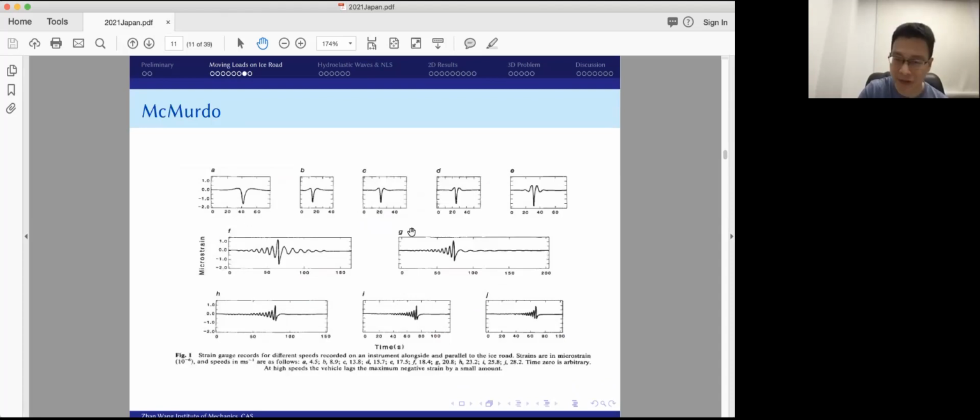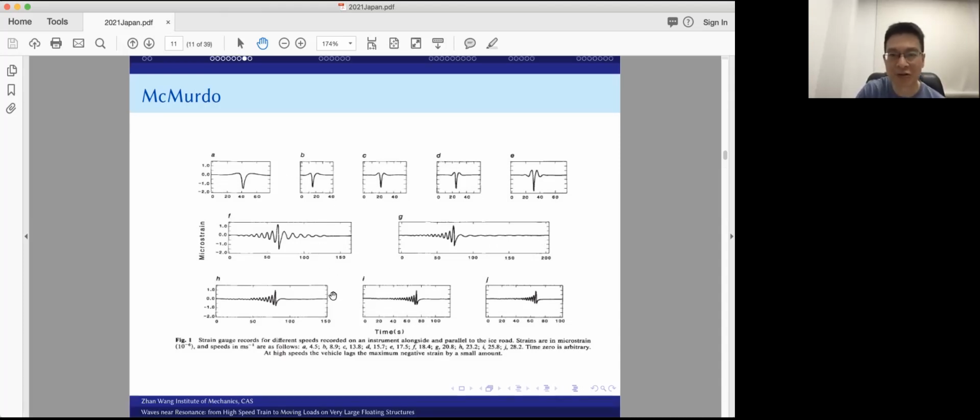And the critical speed is 18 meters per second. If you see that, from A to E, as the speed increases but is smaller than 18 meters per second, less than the critical speed, the amplitude increases. But when the speed is bigger than the critical speed, the amplitude decreases as the speed increases. So that's what they observed.